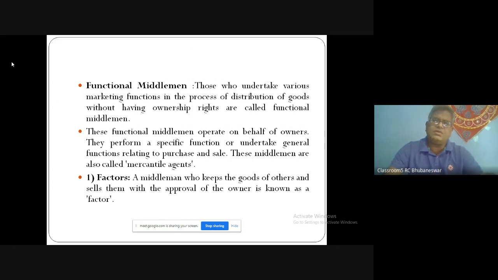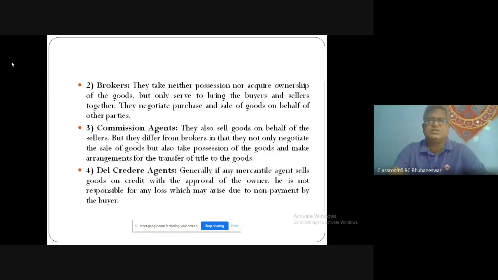But if you talk about a middleman, also called mercantile agents, factors are there. Here a factor is a third party who keeps the goods of others and sells them with the approval of the owners. This is applicable only to the automobile sector. The factoring services, you may call it factoring. It is a middleman who keeps the goods, and through a financing facility they can be provided, and only then can the particular goods be transferred. And a brokerage system is there, commission agent is there, del credere means through consignment.